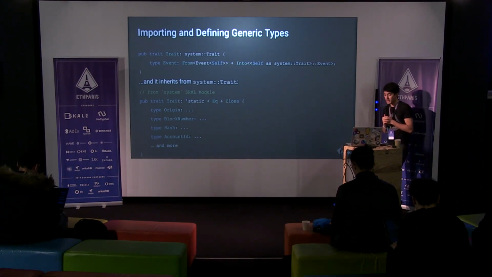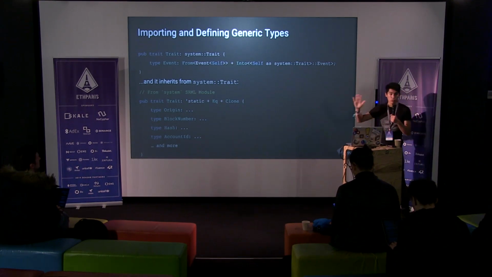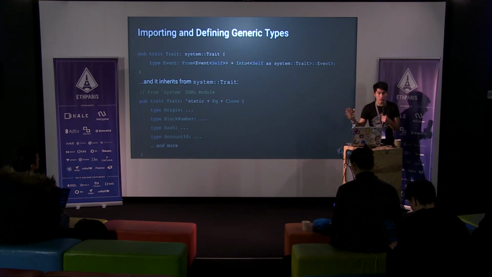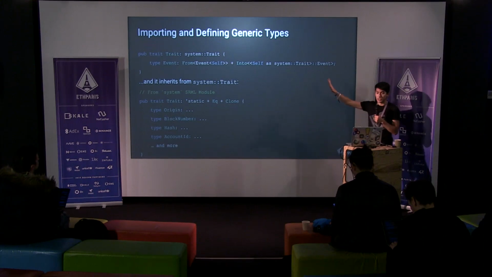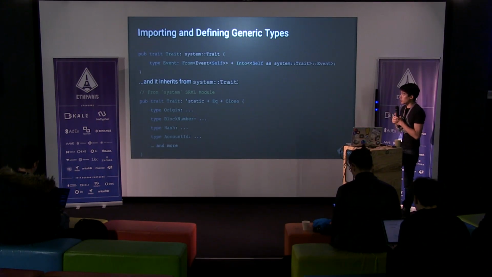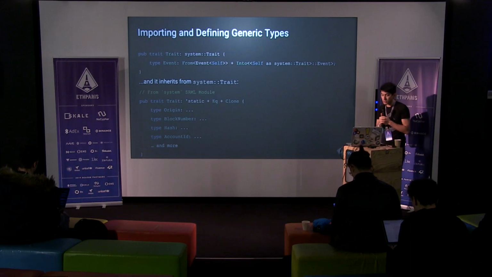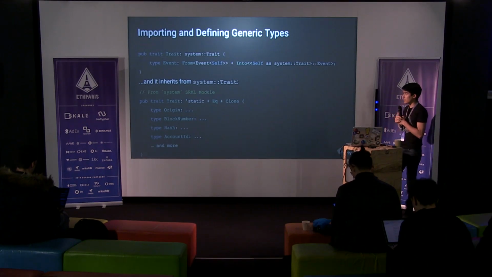So let's start at the top, importing, defining generic types. Every module is going to have a trait called trait. By the way, this is all written in Rust, and we'll talk about Rust a little bit more later, but if any of this looks a little funny to you, we're using the Rust programming language for all of Substrate. We start with a trait called trait, and this is what defines the custom types that your module exposes. Most commonly, you'll just expose an event type.